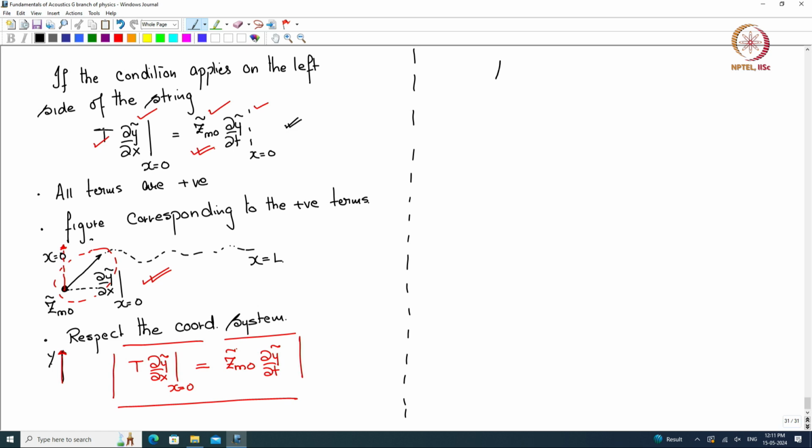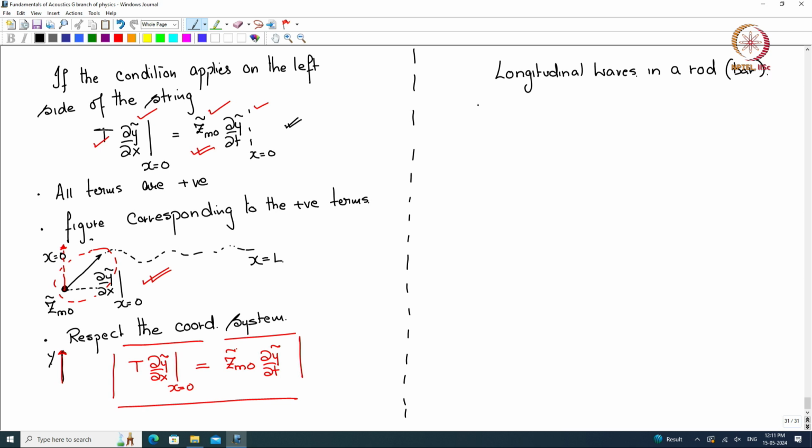So, the topic is longitudinal waves in a rod or a bar. Some people call it a bar.